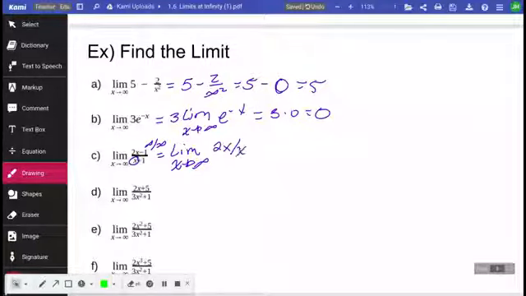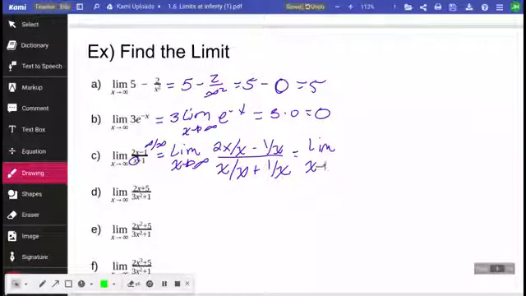So I have 2 over x divided by x minus 1 over x divided by x divided by x plus 1 divided by x. Everything got divided by that biggest power of x in the denominator. And I'll simplify that. You can end up where you skip some of these steps. You still need to show some level of work, but you can skip.